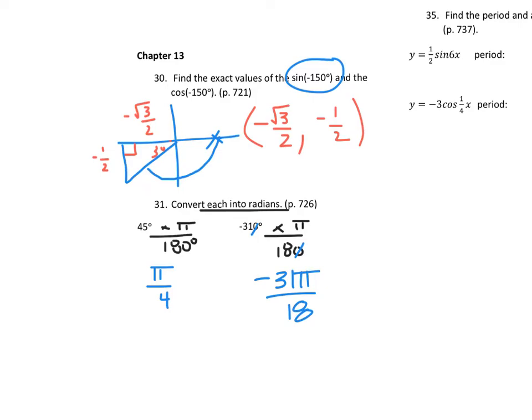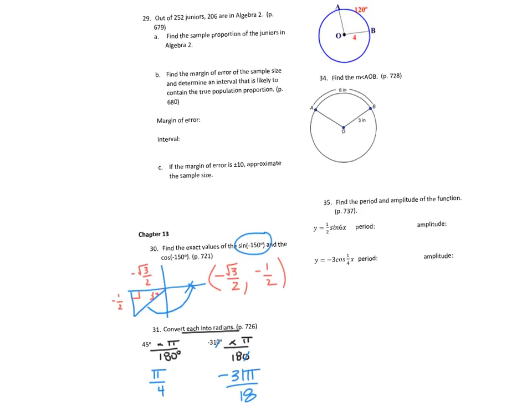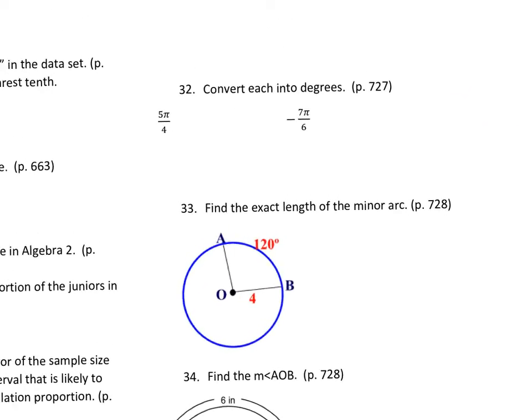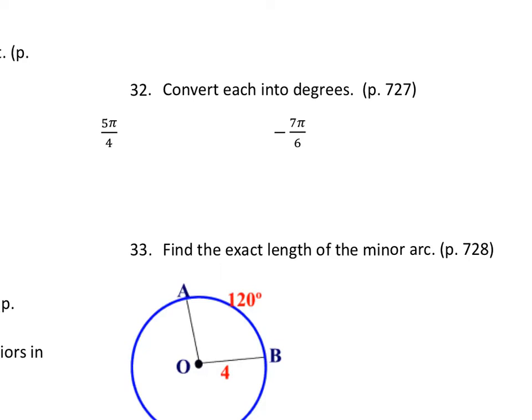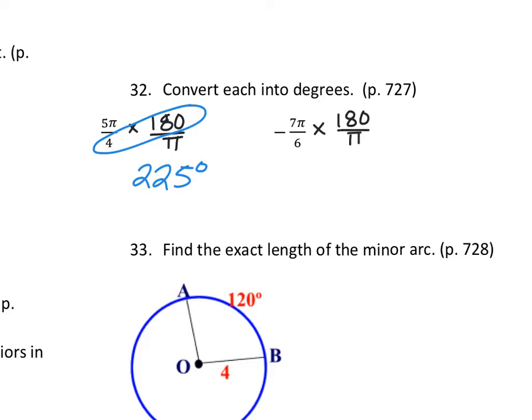So we can measure angles in degrees and radians, so make sure you're comfortable with both. Convert into degrees. To convert into degrees, you want to multiply by 180 over pi. So to do this without a calculator, I would divide 180 by 4 first, which is 45, and then multiply 45 times 5. So 45 times 5 is 225. And over here, I'm going to multiply by 180 over pi. So again, I would divide 180 by 6 first, which is 30, and multiply it by 7. So negative 210 degrees. And the pi's would cancel out again.